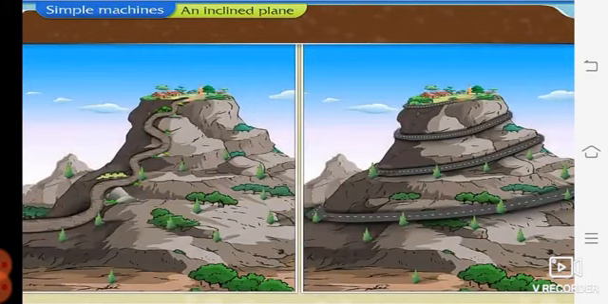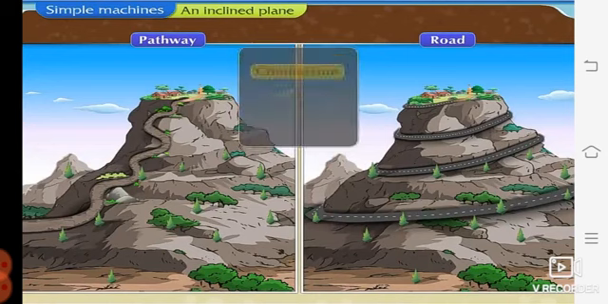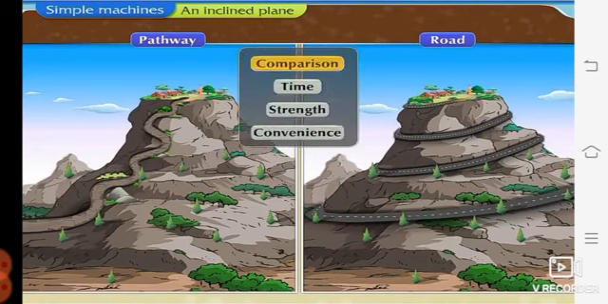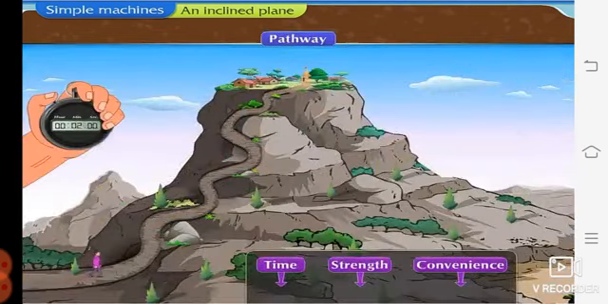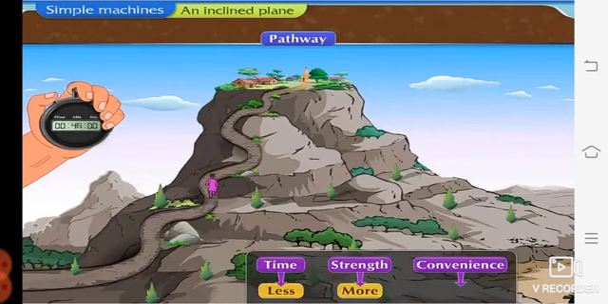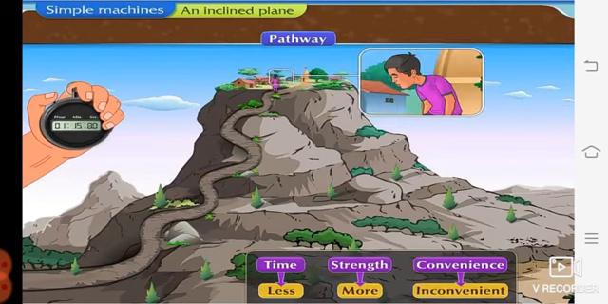There are two routes, namely a pathway in the first picture and a road in the second one, available to climb the mountain shown in the picture. Compare the time, the strength and your convenience required to reach the mountain top. So first we will choose the pathway. The time required will be less, but the strength required will be more as it is steeper, and thus it will be tiresome, and it is inconvenient to use this route.